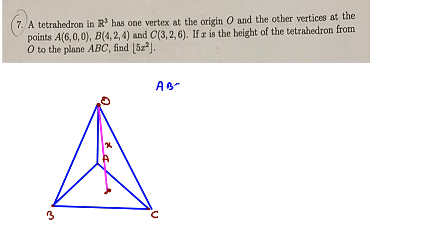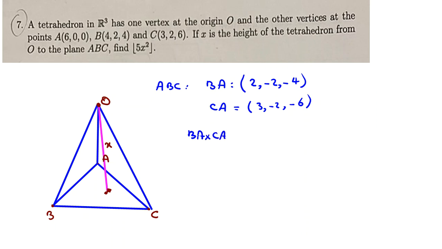Okay, for solving this problem, at first I want to find the equation of plane ABC, and after that I want to find the distance of O from ABC. So to find ABC, at first I find BA. BA is what? This minus is 2, negative 4. Then I try to find CA. It will be 6 minus 6, 3, minus 2, minus 6.